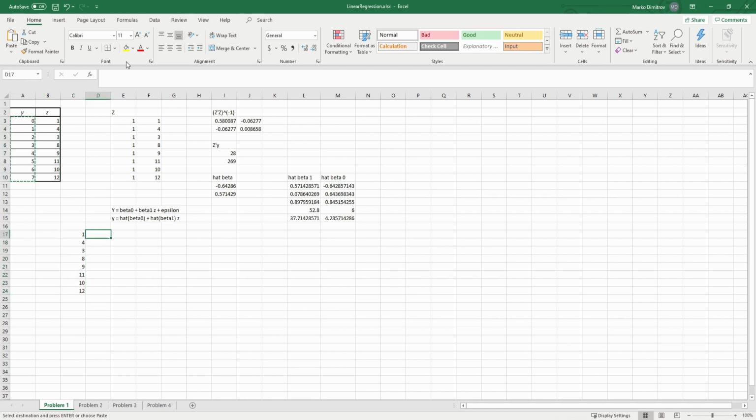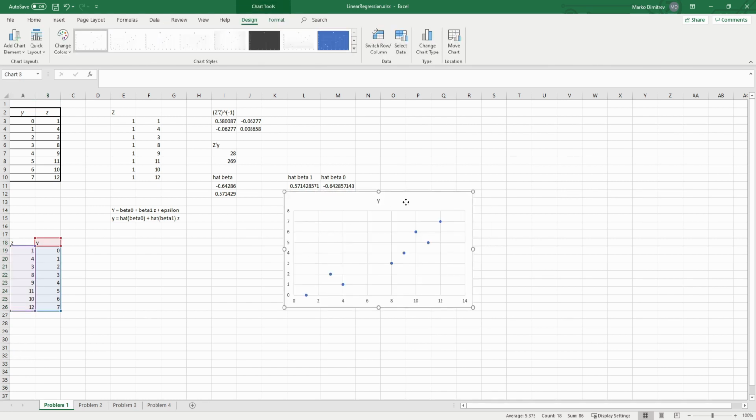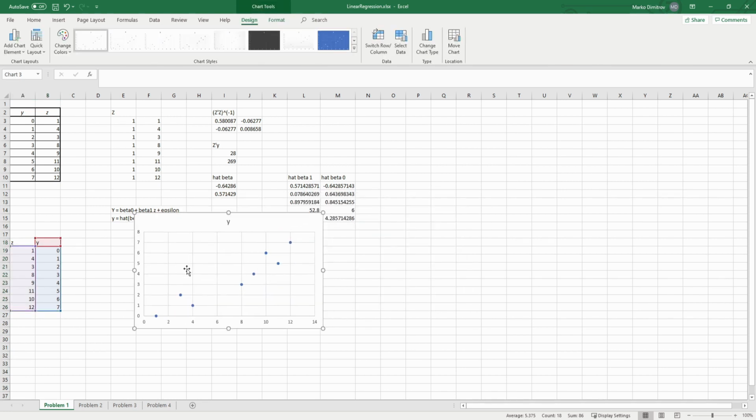Just to do quick analysis, I will move Z and Y for a second. Then right click, quick analysis. You will see charts and find scatter. Okay, so this is our scatter plot of the data that we have. Yeah, I selected a little bit.